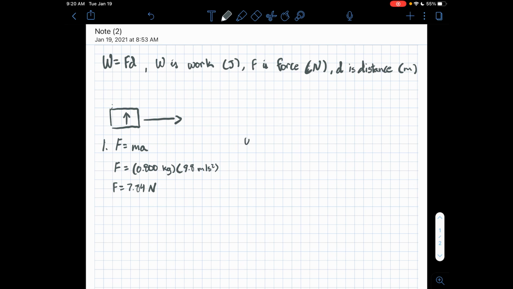And now using the work formula, since we have the force now and we also have the distance that the box was lifted, we can then find the total work done. Work is equal to force times distance. The force is 7.84 newtons times a distance of 1.2 meters. Therefore, the work done is 9.4 joules.